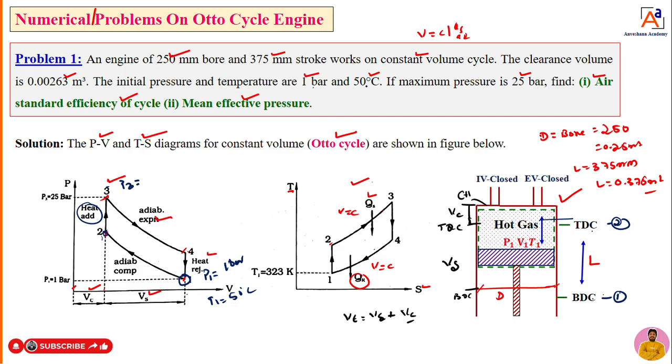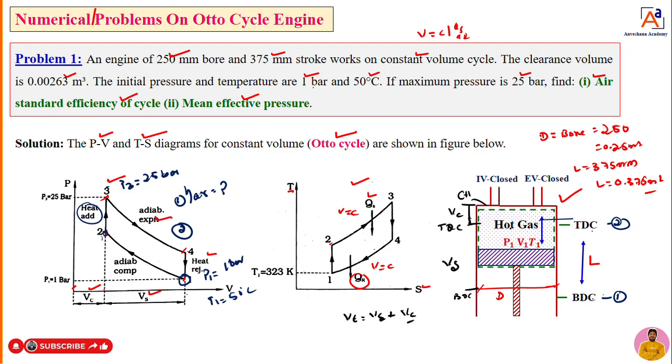Initially it was 1 bar and 50 degrees Celsius. Then when we supply heat, it is going to attain the maximum pressure in the cycle, which is 25 bar. The maximum pressure in the Otto cycle is 25 bar only. This is the maximum pressure point you can see in the PV diagram. Fine. If that is the case, how much efficiency can we get? If it is operating at 1 bar and 50 degrees Celsius and 25 bar, what efficiency can I get here? That we need to calculate. That is the first parameter. Second parameter: what is the mean effective pressure now?